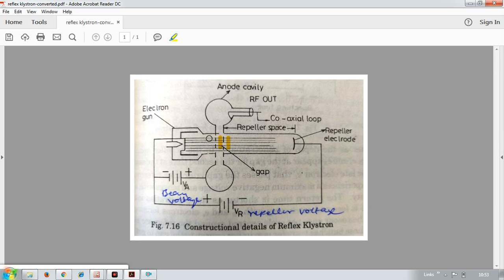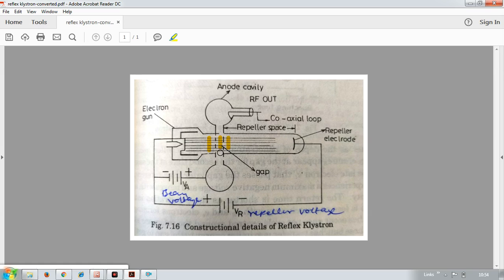Now, the late electrons that pass the gap later than the reference electrons experience a negative voltage and move with a retarding velocity. The return time is shorter as the penetration into the repeller space is less, and hence it catches up with the reference electrons and the early electrons at the same time, thus forming the bunch.